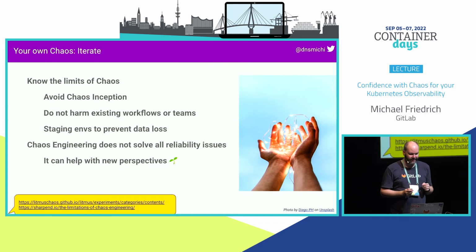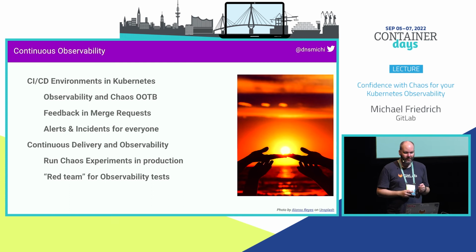And also think of that chaos engineering doesn't solve all the reliability issues, but it can help with new perspectives. And I'm keeping it short because I'm losing my voice already. Continuous observability, think of your workflows, CI/CD with merge requests, and there use chaos engineering and metrics and observability in there to get feedback fast and avoid the DNS errors I made 10 years ago. Or think of continuous delivery and run chaos experiments in production.